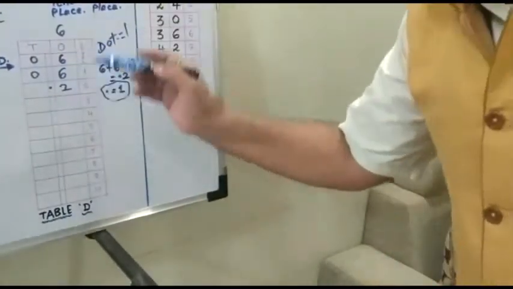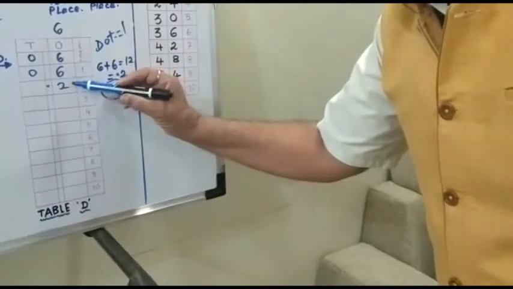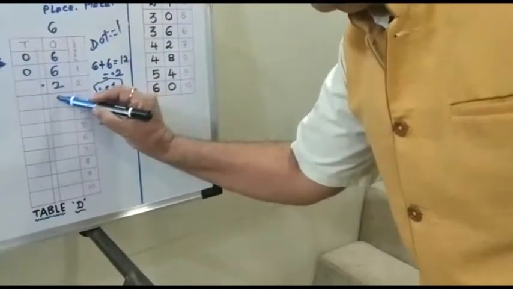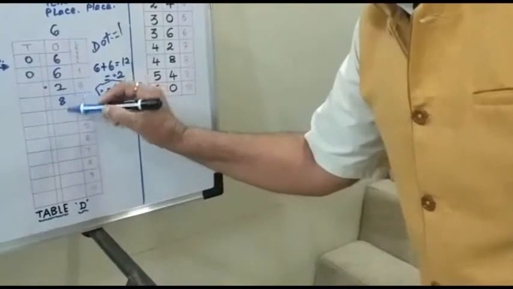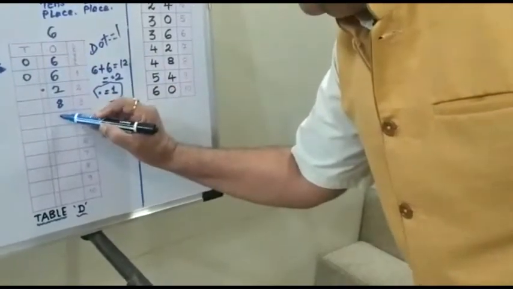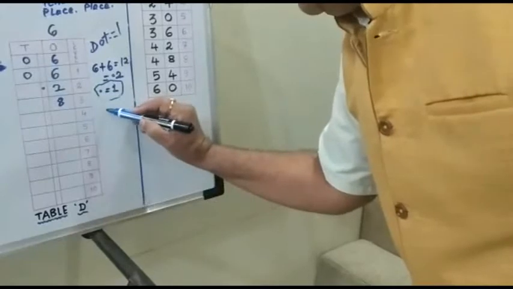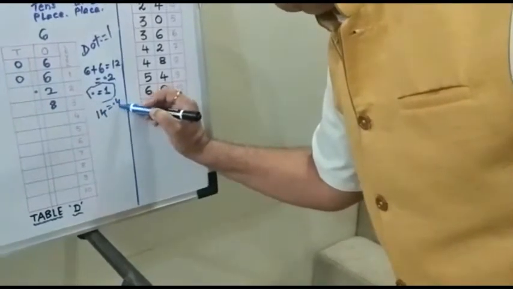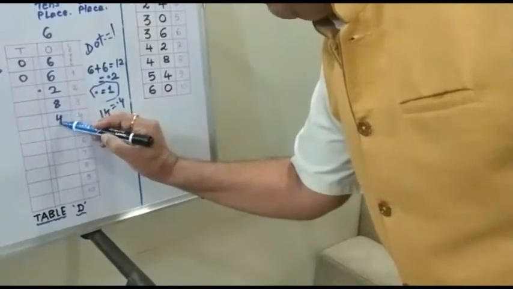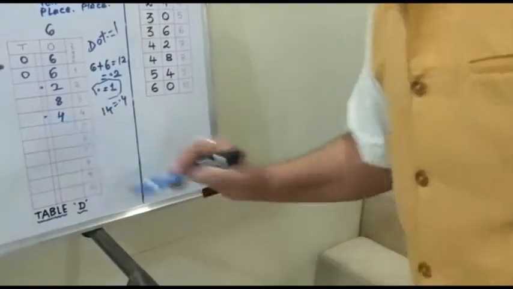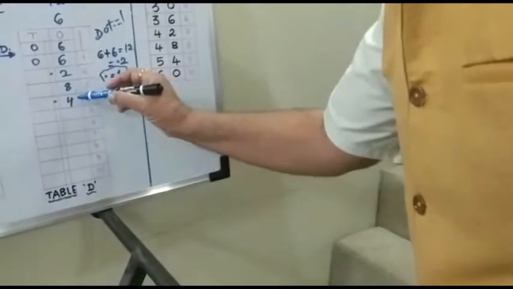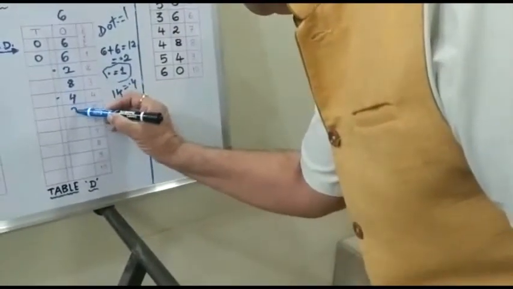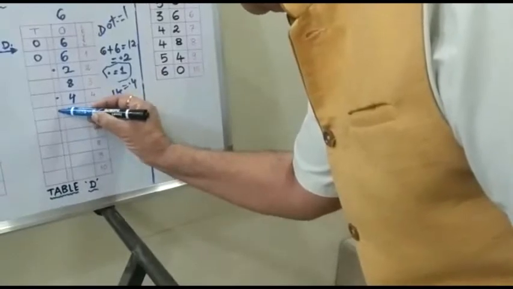Now let's consider how to get the next number. Very simple. Just add 6 to the number that we know. 2 plus 6, 8. 8 plus 6, 14. So 14, again a 2-digit number. So dot 4. So here is 4 and here is a dot. Now 4 plus 6, 10. Again a 2-digit number. So 0 and a dot.